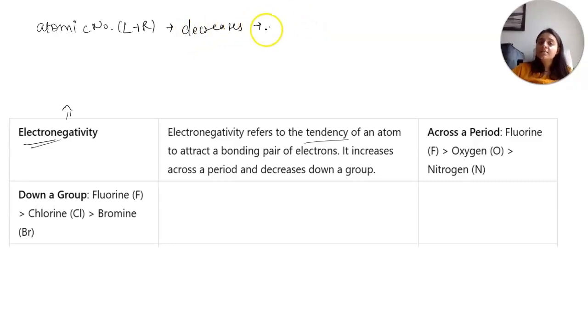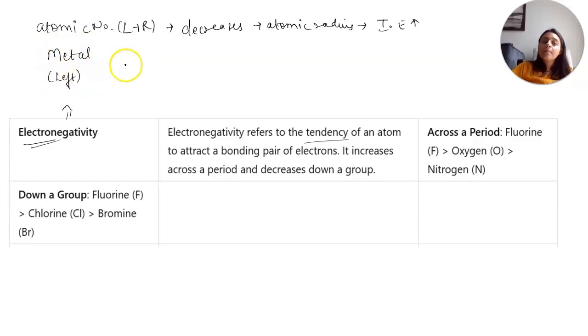Since it is decreasing, atomic radius is also decreasing. But we have stated that ionization energy is being increased because the nucleus hold on the last electron is more, right? So what happens from left to right as we go: on the left-hand side there are metals, and as we go to the right there are non-metals.